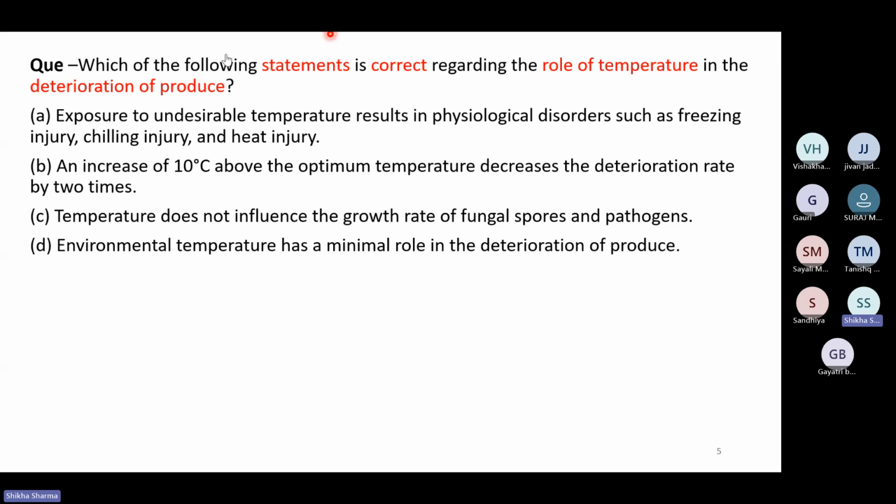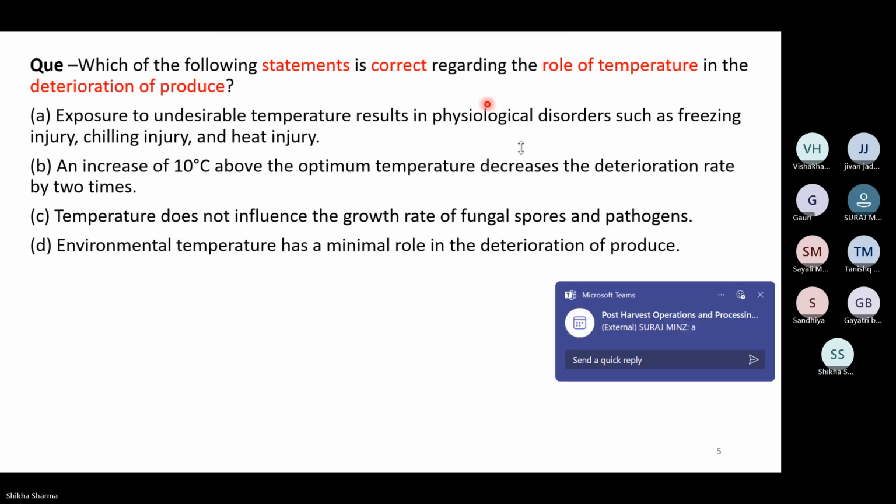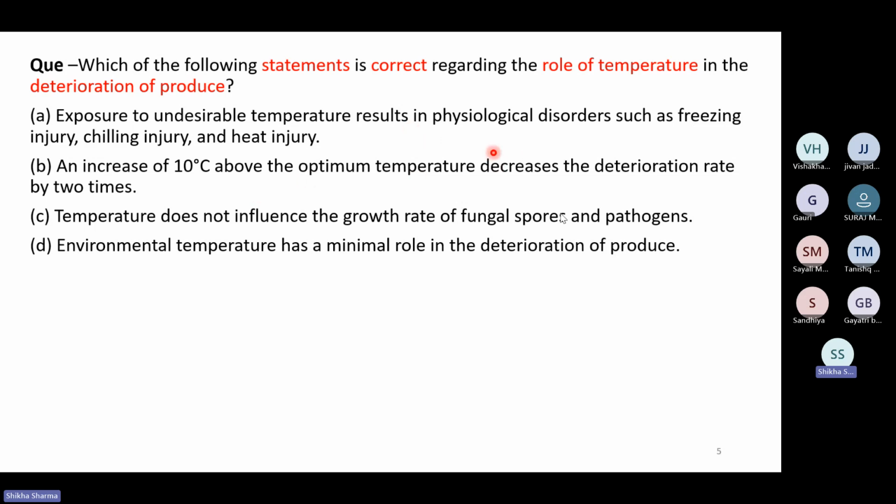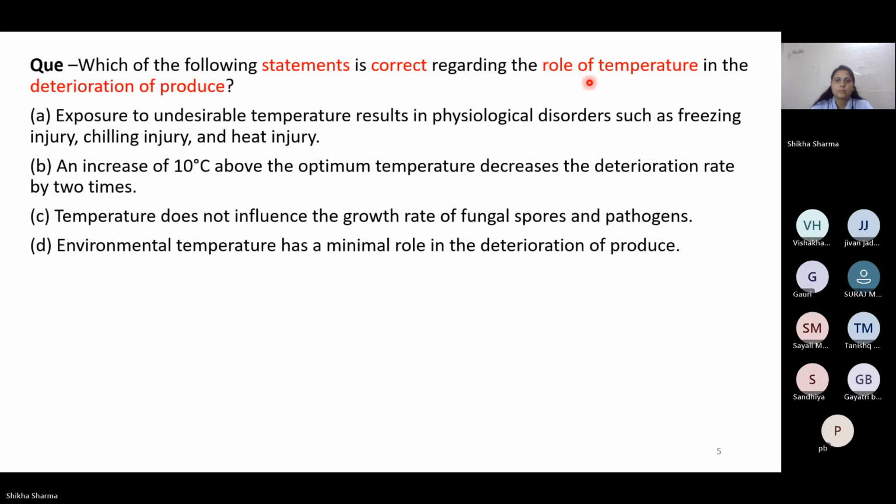So would anyone like to share? A and B. A and B. Exposure to undesirable temperature will lead to disorders, and 10 degrees Celsius, 2 to 3 fold. Okay. Anyone else? Suraj also said A.